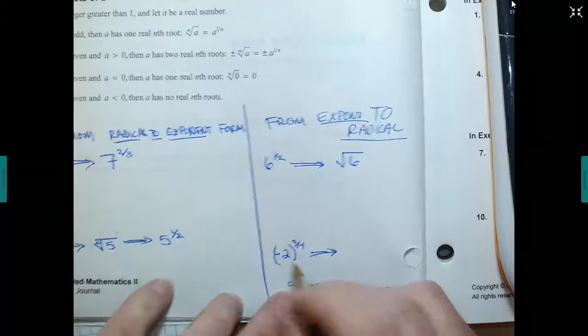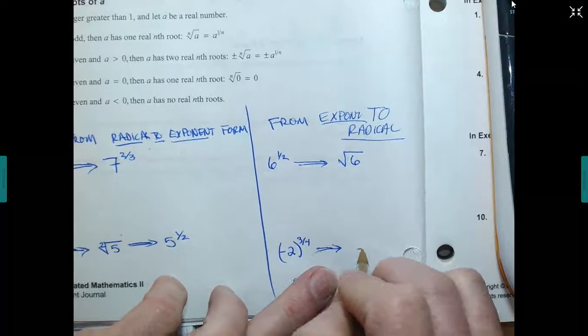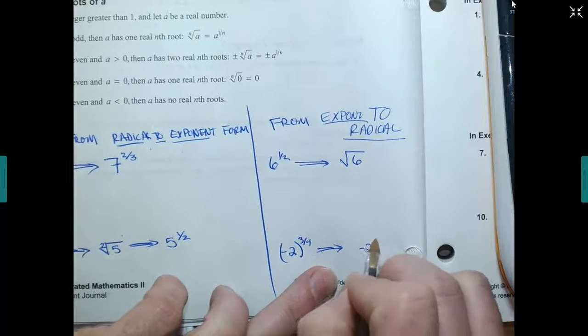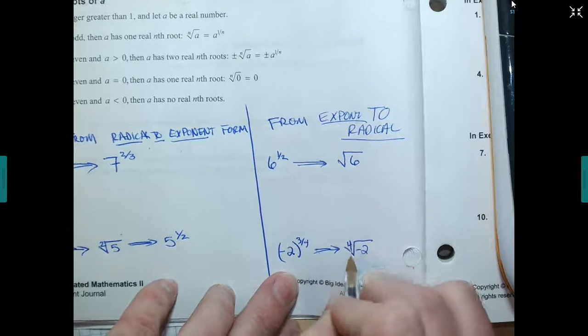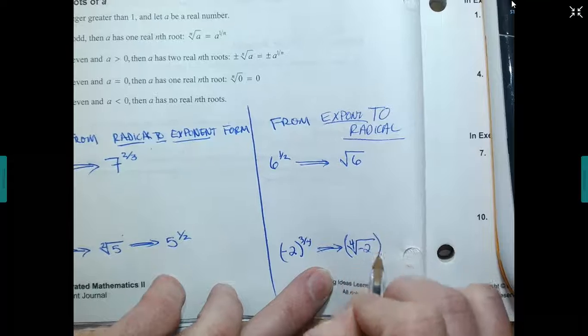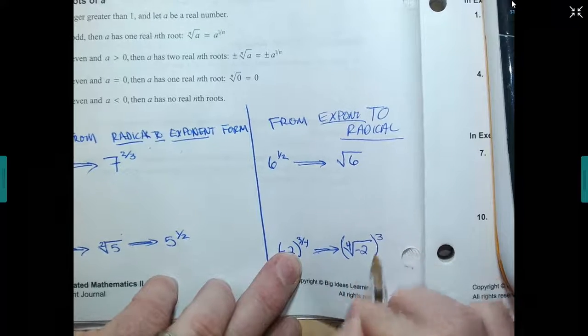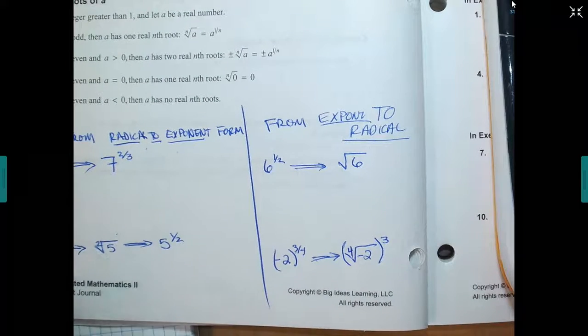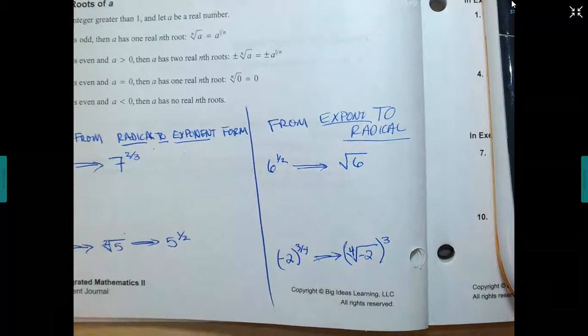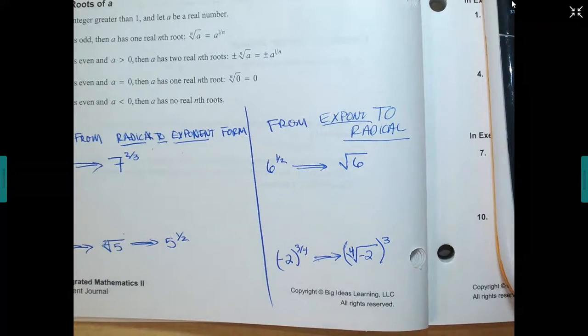All right, now let's check this one. So we have our main number, -2, and it's going to be rooted to the 4th, and that whole thing is going to be to the 3rd power. So just make sure you know where these numbers go, and that'll make today's assignment quite a bit easier for you. Speaking of today's assignment, let's get straight into it.